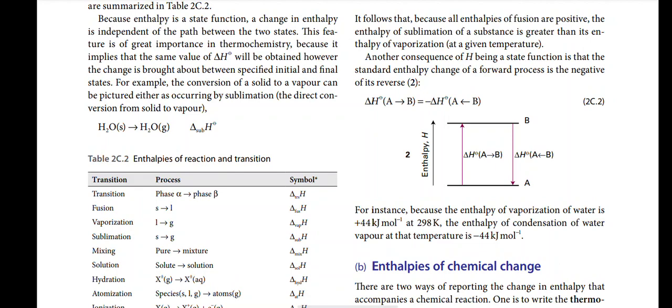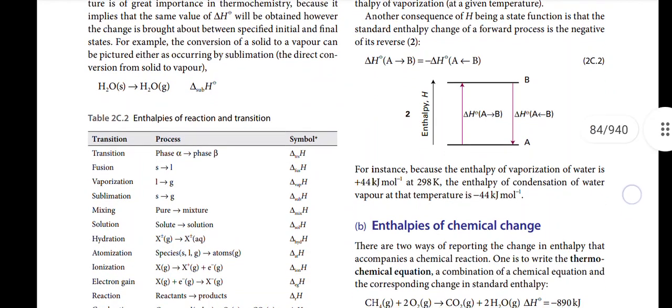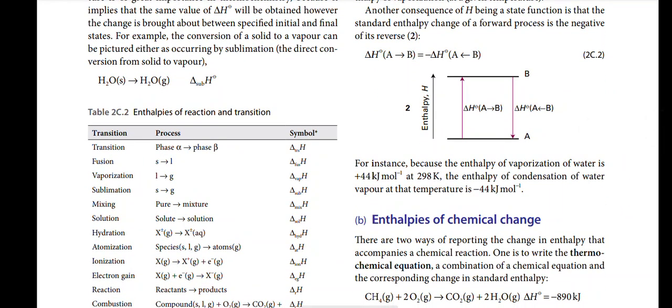Another consequence of H being a state function is that the standard enthalpy change of a forward process is the negative of its reverse. For instance, because the enthalpy of vaporization of water is plus 44 kJ per mole at 298 Kelvin, the enthalpy of condensation of water vapor at that temperature is minus 44 kJ per mole.